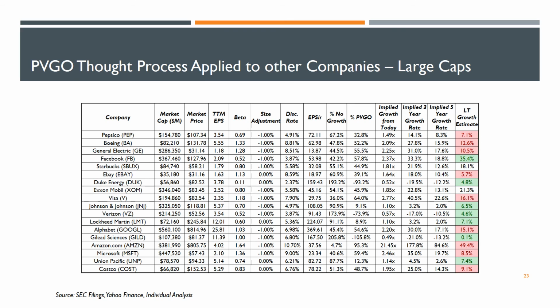So in this first table, the large caps, you see a couple of major companies to your left. You've got PepsiCo, Boeing, Facebook, Duke Energy, Exxon, Visa, Amazon, Microsoft, Costco. I made the size adjustment based on where they're at and used EPS as the benefit here. And as you can see from the implied growth rates compared to the long-term estimate, things can go either way sometimes, which can be surprising.